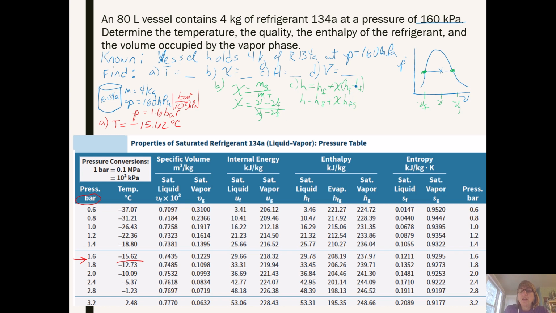And to think about the last one, our volume, this is the volume of the vapor phase. So we want the volume of our vapor phase, and we need to know the mass of the vapor and the specific volume of our vapor.